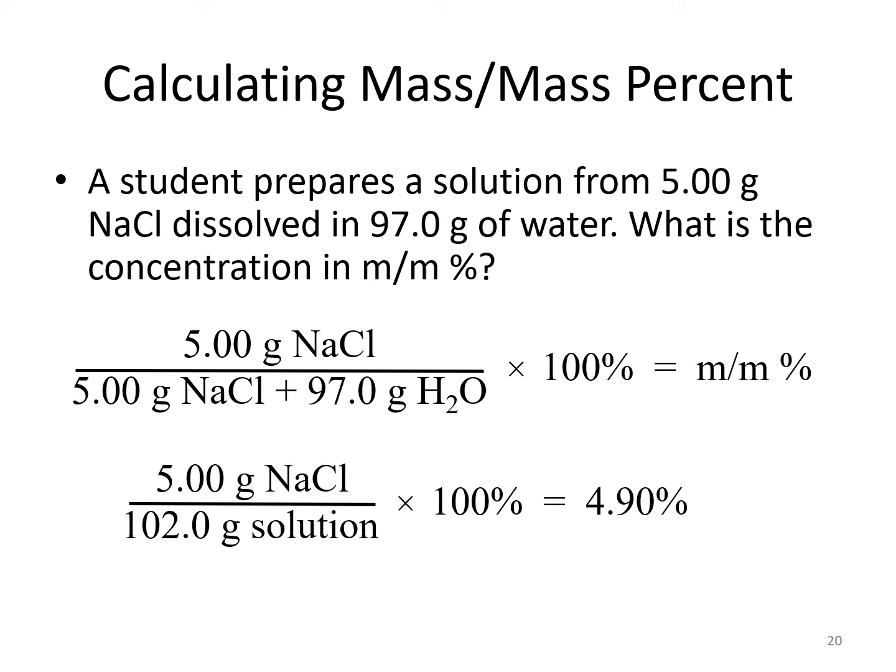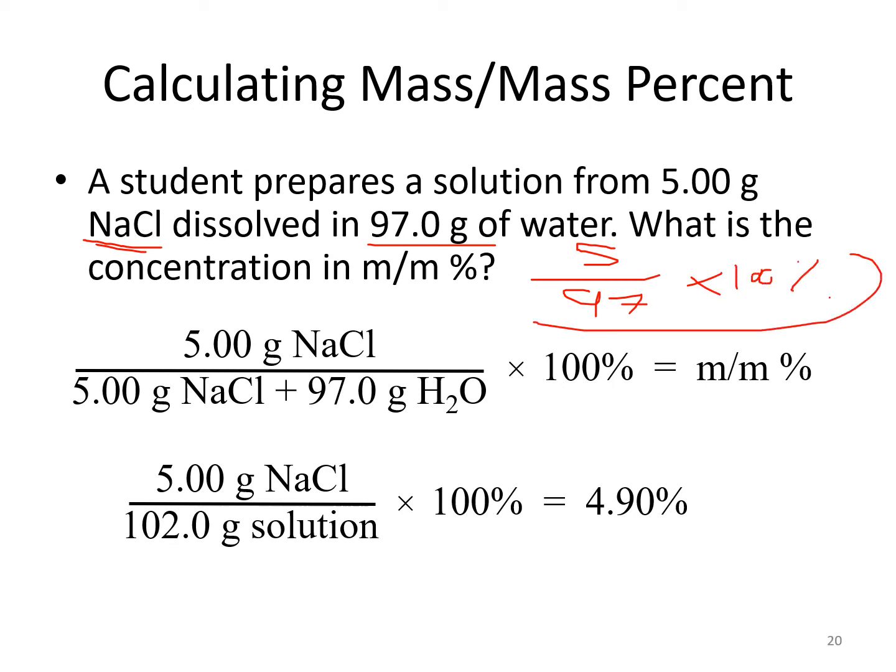So here's an example problem. We have 5 grams of sodium chloride and we dissolve it in 95 grams of water. What is the mass percent? So probably the most common mistake that I would see here would be people doing something like 5 grams divided by 97 times 100%. So why is this wrong? Because 97 grams is not the mass of the solution, it's only the mass of the solvent.